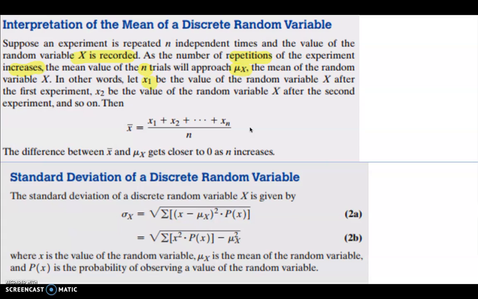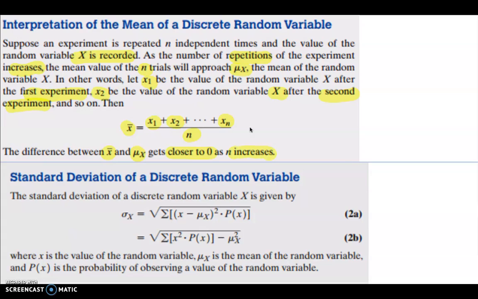If you let x1 be the value of the random variable x after the first experiment, then x2 is the value of our random variable x after the second experiment, and so on and so forth. Then x bar would be just add all of those together and divide by n, just finding our regular mean. And then if we just keep repeating this experiment over and over again, the difference between x bar and the actual mean will get closer to 0 as n increases.